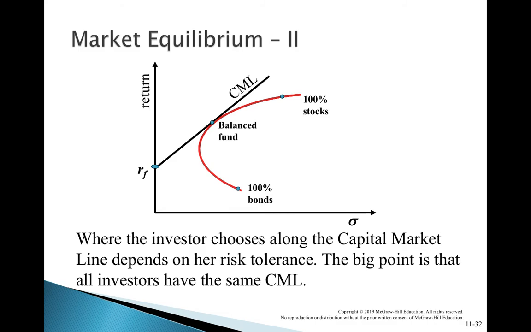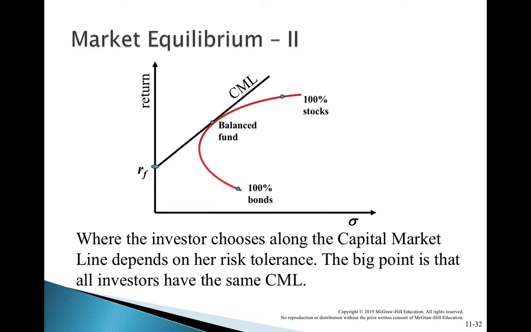If you are a very high risk taker, your risk tolerance is very high, you will go with 100% stock. That is also in the CML, in the frontier it is coming, 100% stock. You will get high return, at the same time you take high risk, because you are a high risk taker, your tolerance is very high.